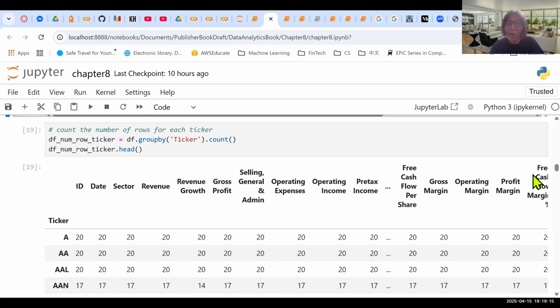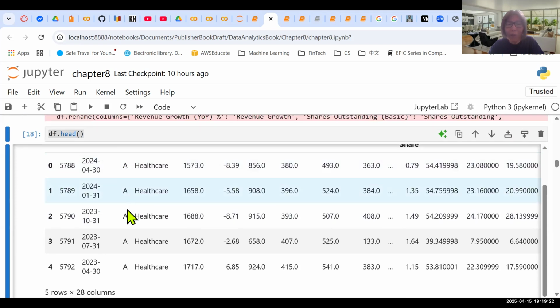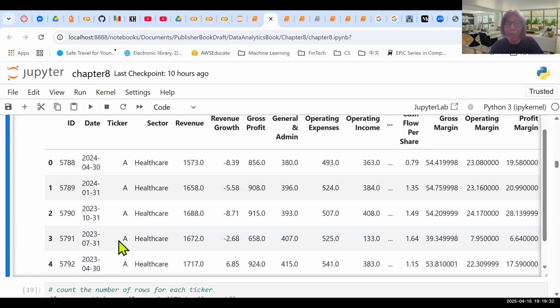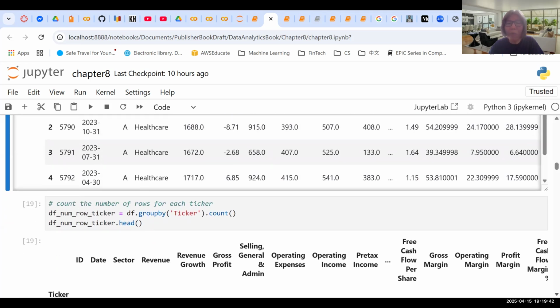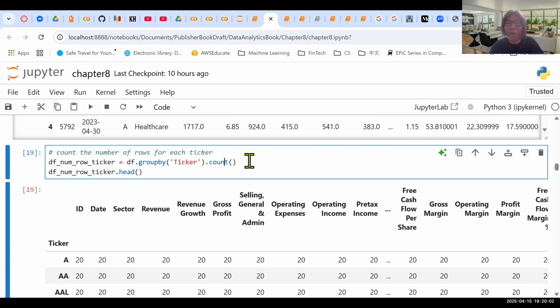Okay, what next? When you take a close look at the data, you will see the ticker occurs multiple times. It's because on different dates, the ticker will occur multiple times. So we do want to know how many times each ticker occurs. To do this, you can group by the ticker and then do count.